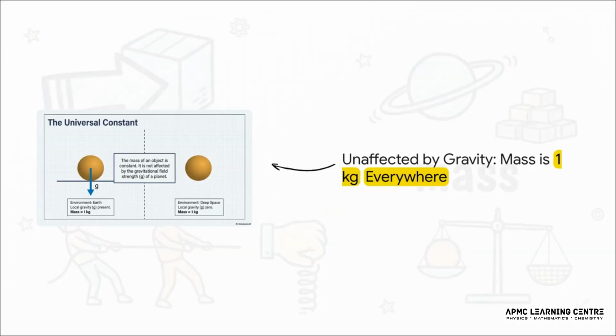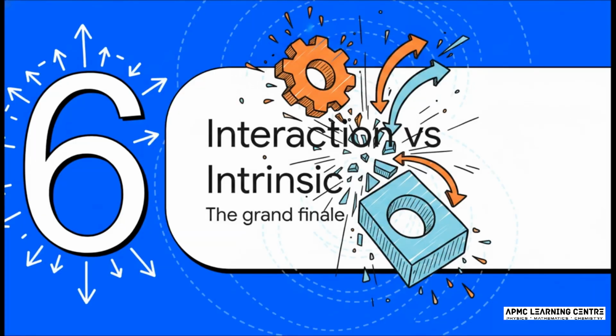See, on Earth, gravity pulls down on you. In deep space, there is zero gravitational pull. Yet, your fundamental particle count, let's say a mass of 1 kilogram, remains exactly 1 kilogram. Whether you are pinned down by gravity or floating freely in the void, your weight changes dynamically, but your mass, it never, ever does. Final stretch, Section 6, Interaction versus Intrinsic Property.